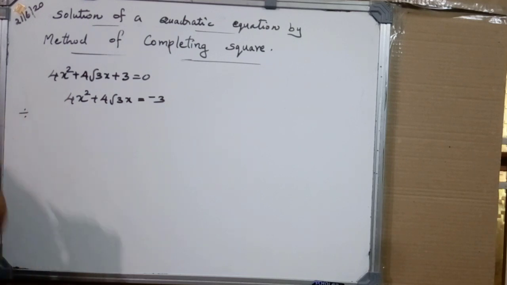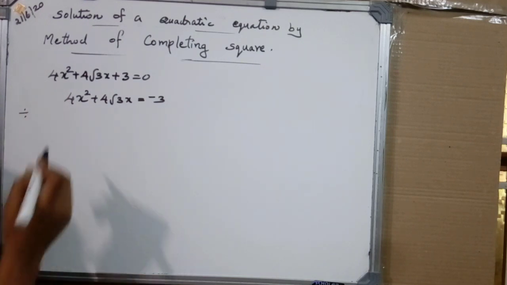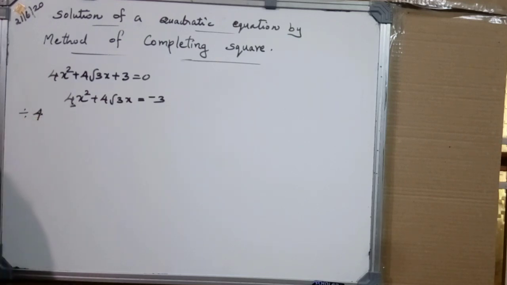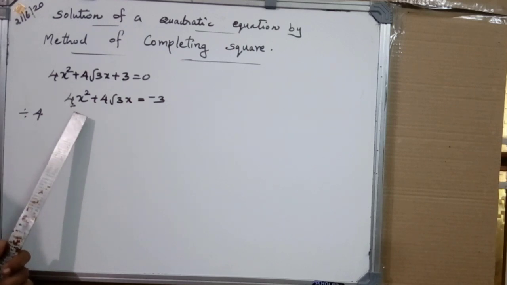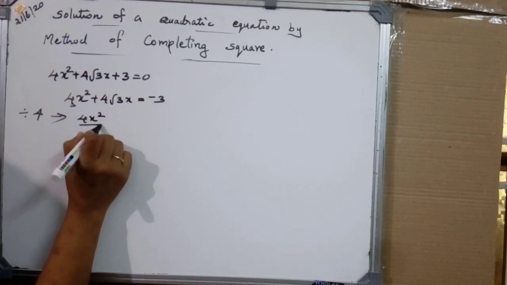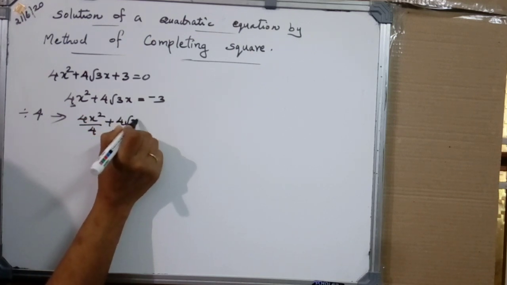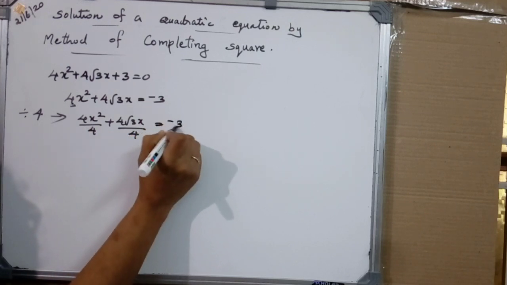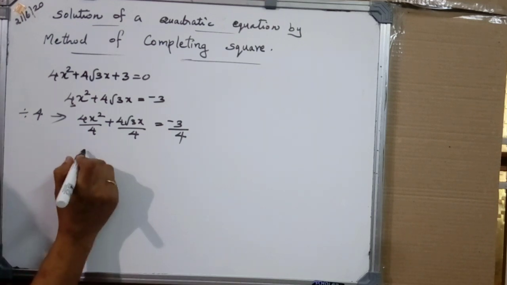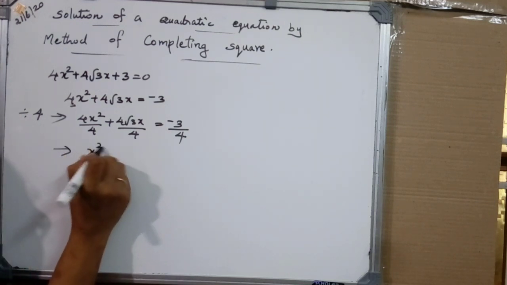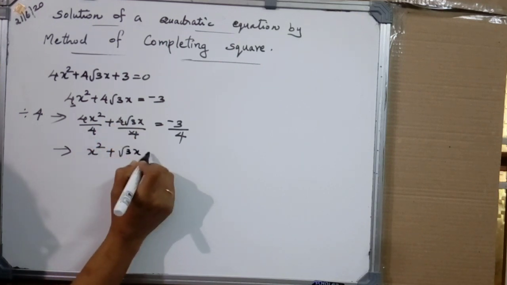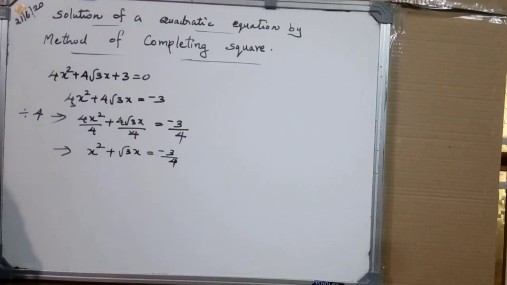Now, what is the next step? Think of it. Divide throughout by coefficient of x square. What is the coefficient of x square here? 4. That is, we have to make the coefficient of x square as 1. So we divide, we get 4x square by 4, 4 root 3 x by 4 equal to minus 3 by 4. Each term we have to divide by the coefficient of x square. Now it gives x square plus, 4 again getting cancelled, we get root 3 x equal to negative 3 by 4.